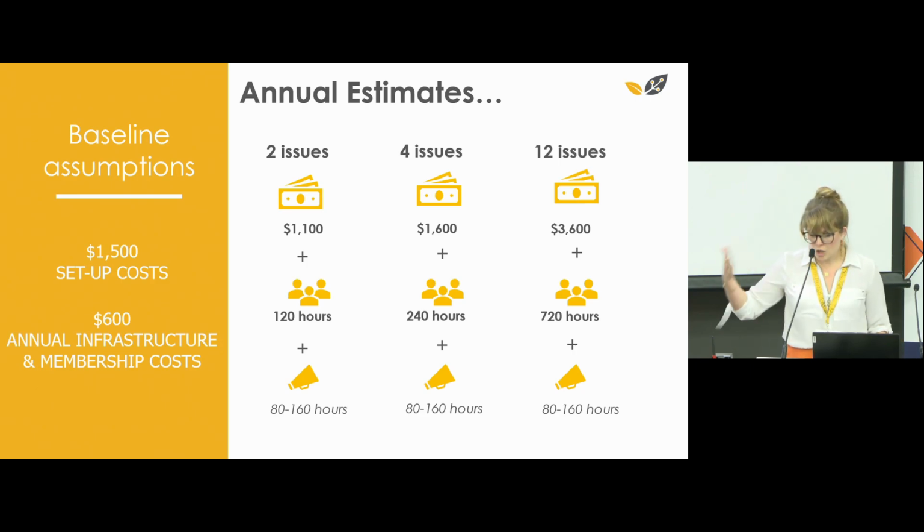We can therefore extrapolate and estimate that the full annual cost of production, publication, and dissemination for a Diamond Open Access journal would be around $1,100 in external costs and a maximum of 120 hours of labour, internal or outsourced, for 2 issues per year. It would be $1,600 and 240 hours for 4 issues per year, and $3,600 and 720 hours for a monthly journal that has 12 issues a year.